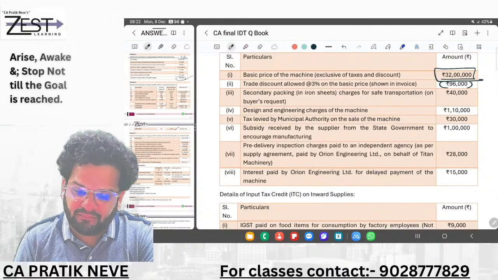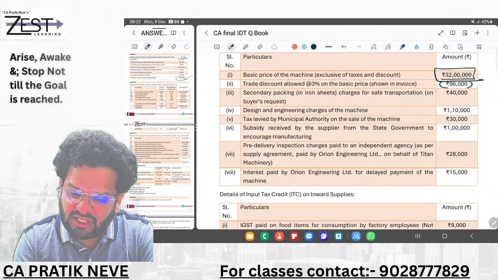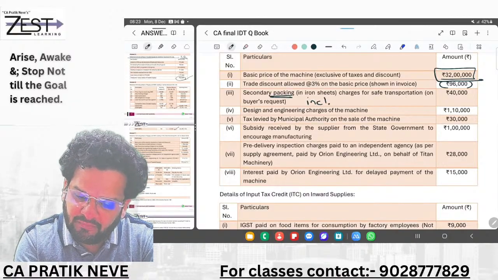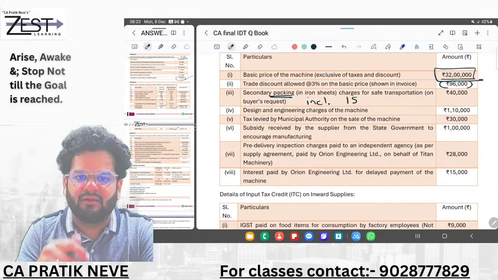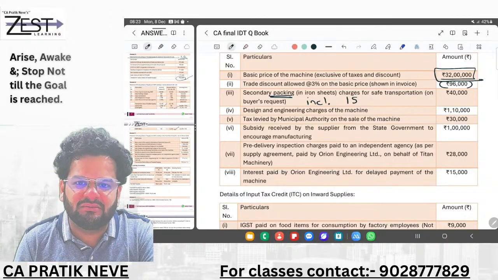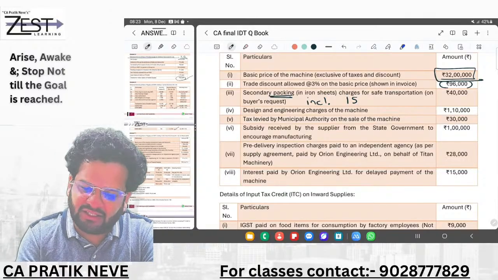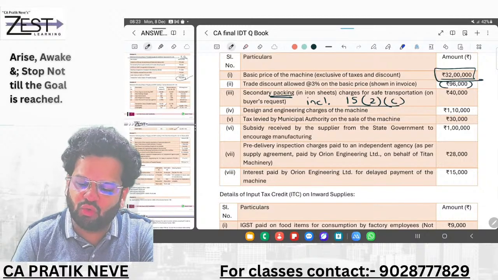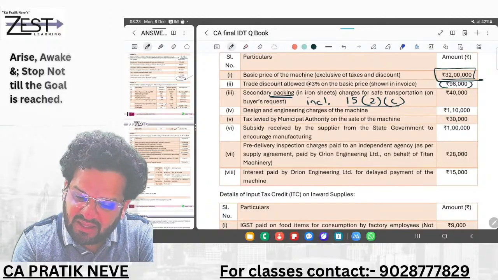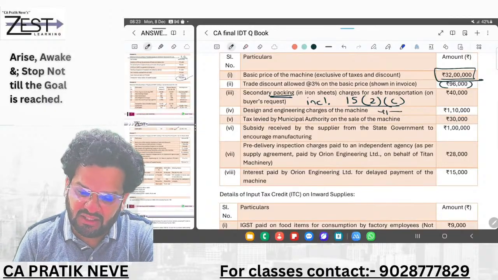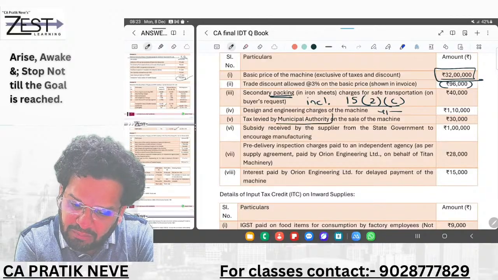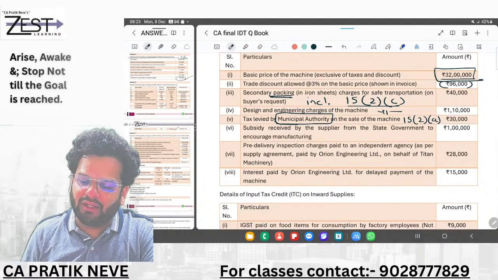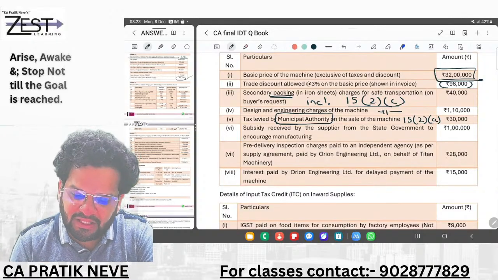Secondary packing, charges for safe transport. So secondary packing is an inclusion, because if you don't do packing, your supply won't be complete. So this expense is incidental to supply. As per section 15(2)(c), you will include it. Same with design and engineering charges. Taxes levied by municipal authority: as per 15(2)(a), you will include any taxes other than GST.